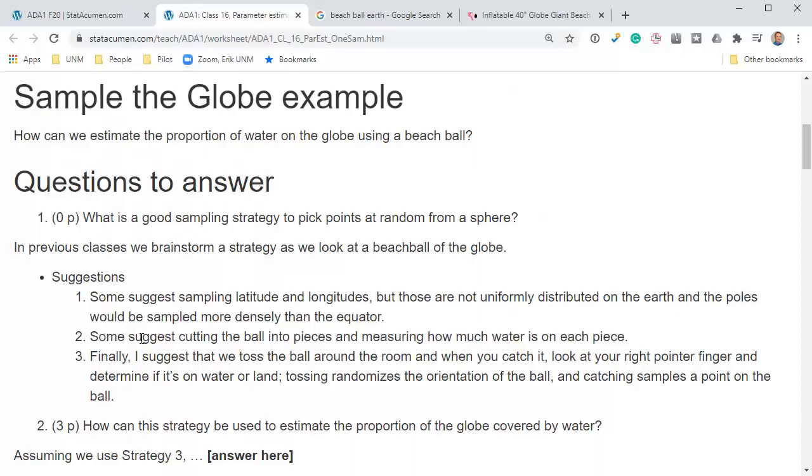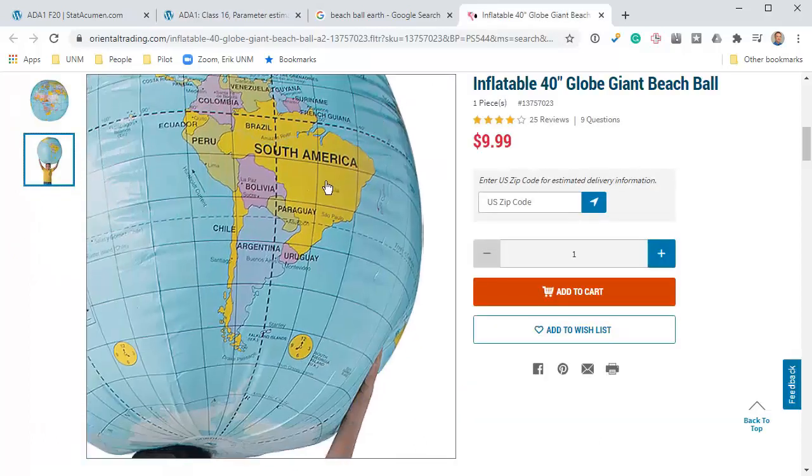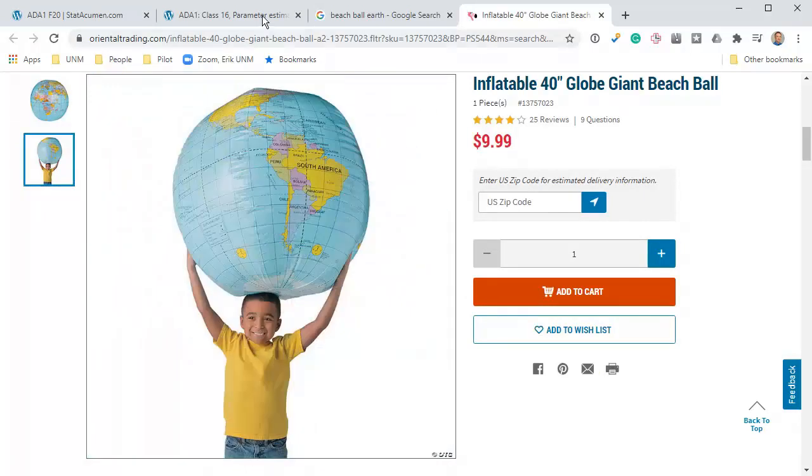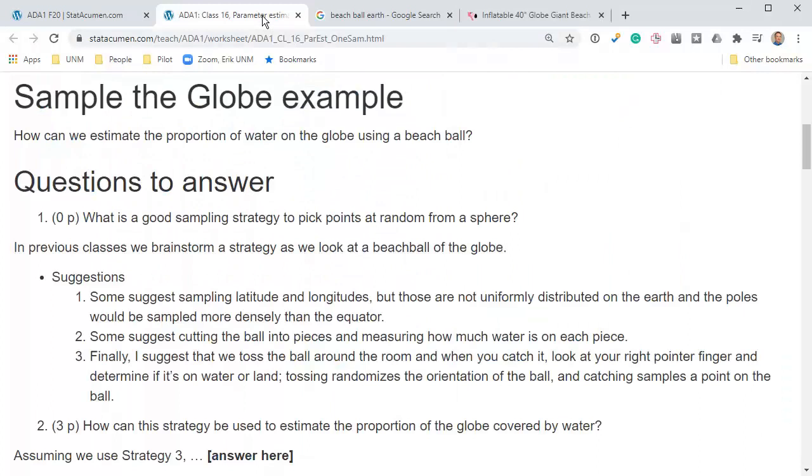A second suggestion often is that people want to cut the ball into pieces and then measure how much water is on each piece somehow. One way that I could imagine doing this, if you had a lot of time, is you could trim around the coastlines and get pieces of earth and pieces of water, and you could even put the fragments of the ball on a very sensitive scale and weigh them.